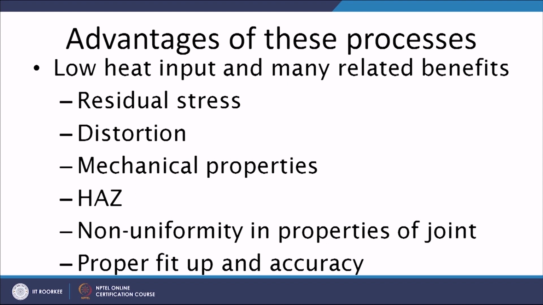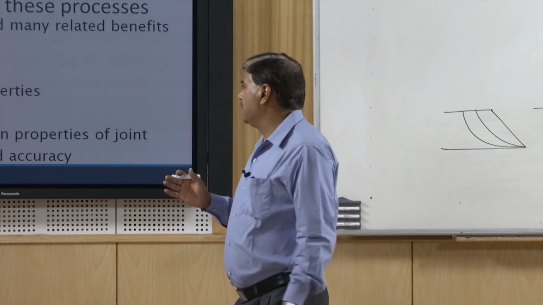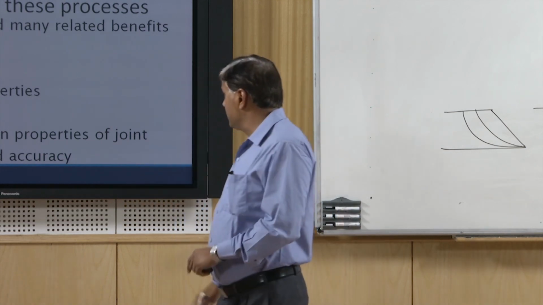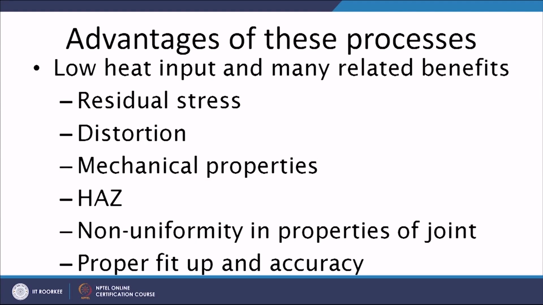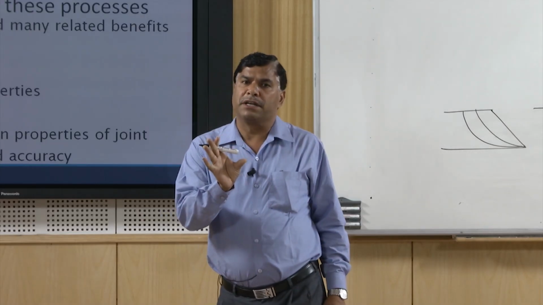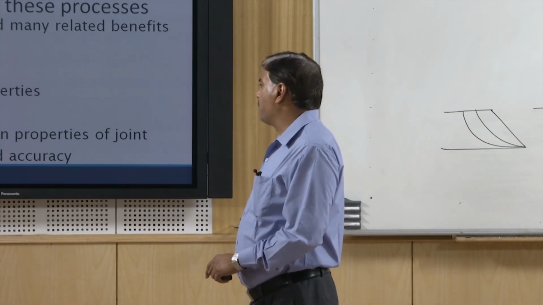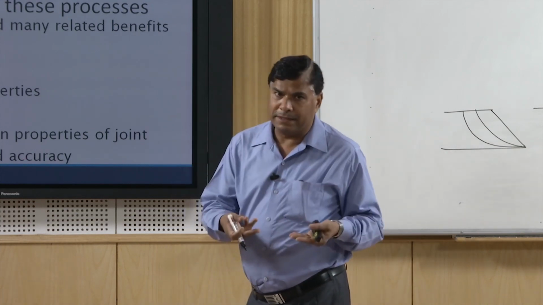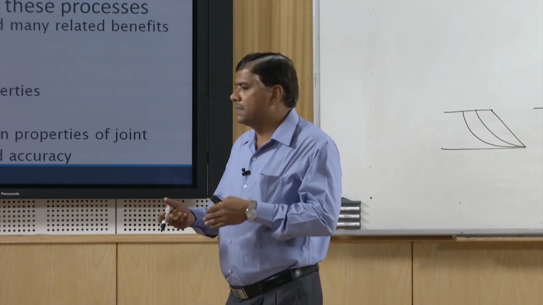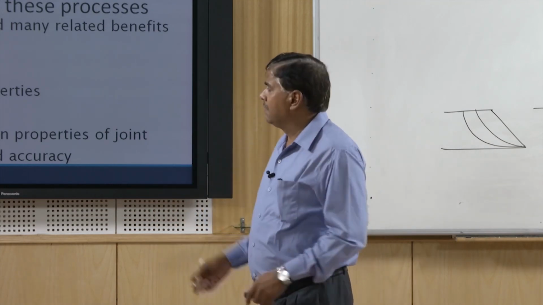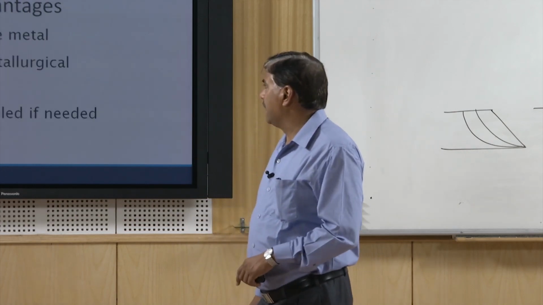Mechanical properties are reasonably good. It is not so in case of the soldering, but brazing and braze welds offer reasonably good joint strength for moderate application, moderate load conditions. Heat affected zone, due to the low heat input, is in any case very limited, and there is non-uniformity of properties in the joints. Within the joint the properties are uniform, but as soon as we come across to the base metal, certainly there will be a large change in the properties. Proper fit up and accuracy is possible because we can preset the things to be joined, and they will not be brought to the molten state. There will not be many dimensional changes due to heating and cooling. That is why proper fit up and accuracy can be achieved.